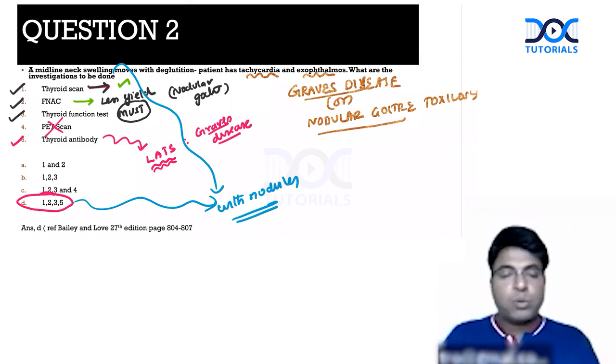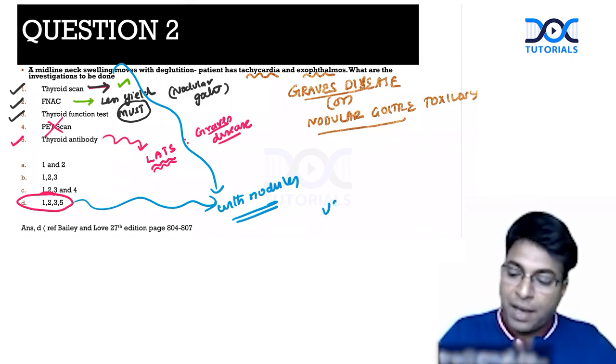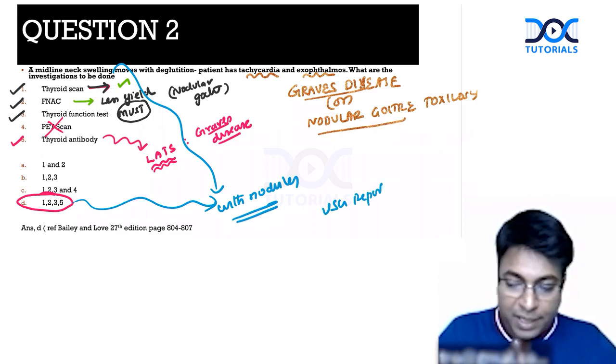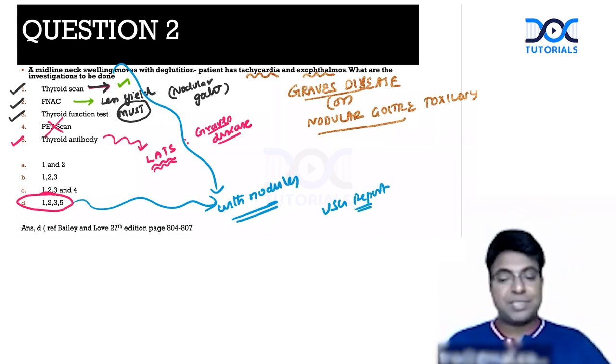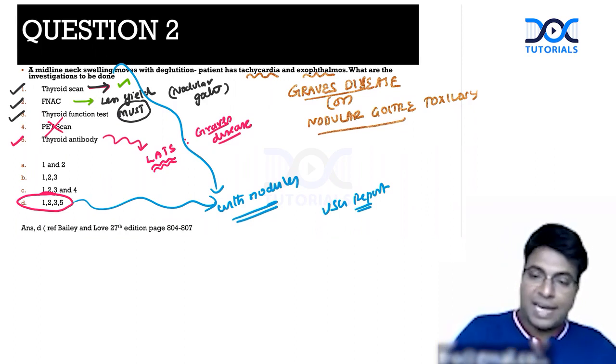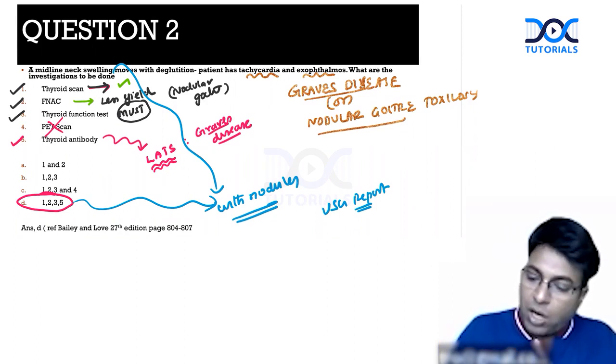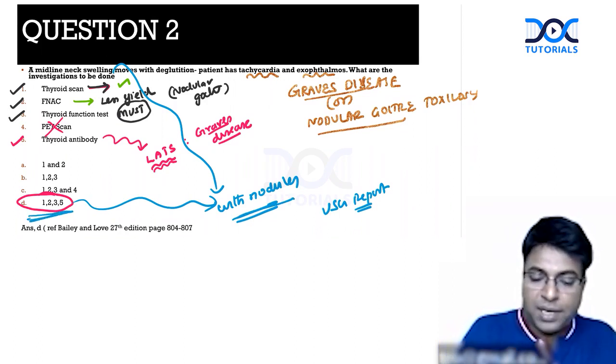If there is no nodule, some investigations are not needed in this condition. Actually, they should have given an ultrasound report. They didn't give the ultrasound report. So I will tell you, this is an incomplete question, only to make the students get confused and go wrong in the choice. So therefore, the correct answer, midline swelling with the nodules, is 1, 2, 3, 5.